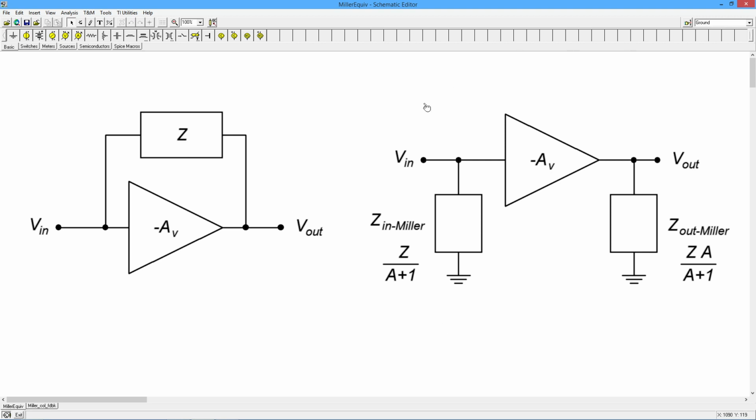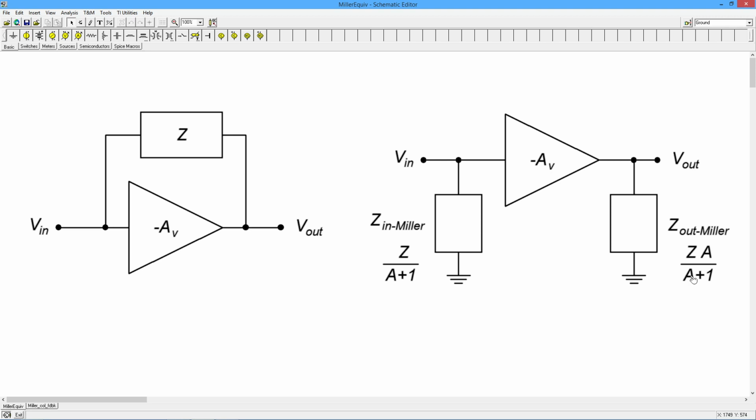Well, Miller's Theorem allows us to turn that impedance into an input equivalent resistance, or impedance, and the same thing at the output. And it is a function of the gain. All right, you can see Zin-miller is basically equal to the feedback resistance divided by the gain plus one, and this is the absolute value of the gain. This is the gain magnitude. And at the output, it's equal to the feedback resistance times the product of A divided by A plus one.